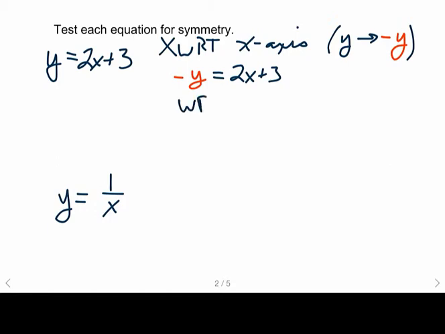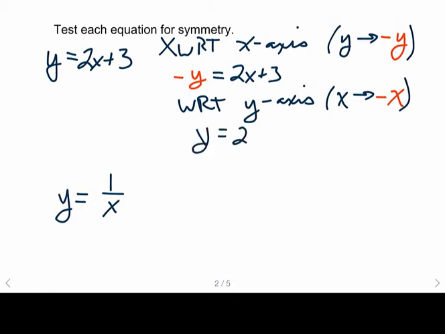How about with respect to the y-axis? As I said, you switch up the letters here. So we're going to replace x by -x and see if we can recover the original equation. If I do so, I have y = 2(-x) + 3. And there's nothing that I can do to make this look like what we started with. So the answer is going to be no for that one as well.